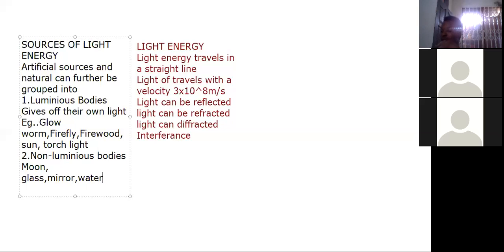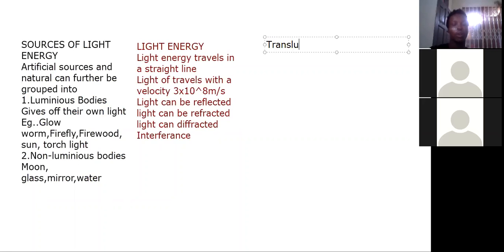Now, bodies can be grouped into translucent, opaque, and transparent bodies. We can also consider them being incandescent and fluorescent bodies. So I've said a lot. We are going to delve much deeper here. We are saying that bodies can be grouped into translucent. This you already know, translucent. Who can tell me, give me an example of translucent?